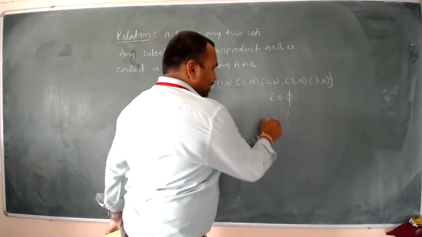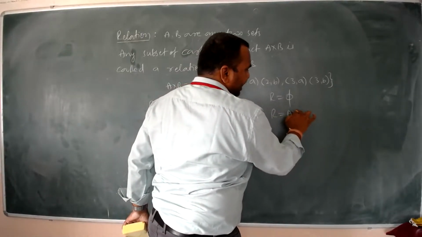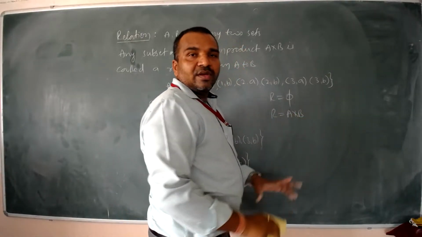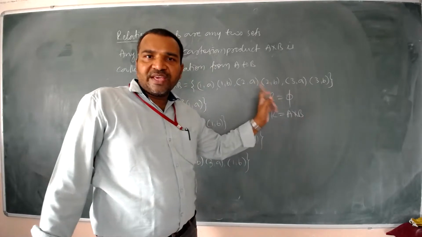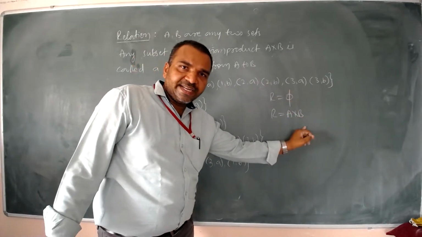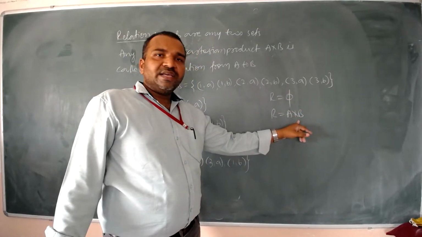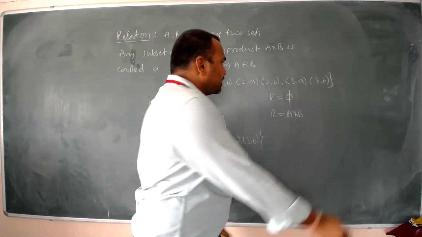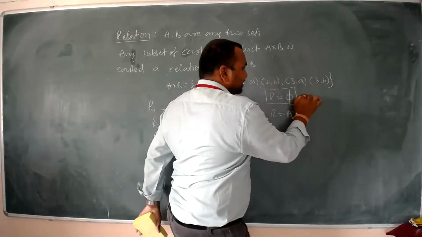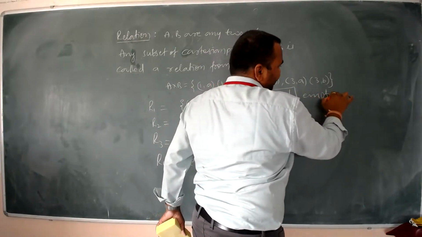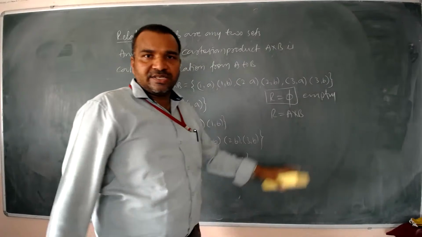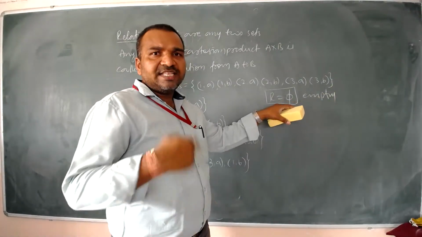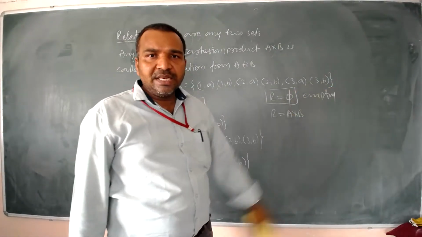Next, if R is equal to A cross B, A cross B is a subset of A cross B, so subset means it is a relation. A cross B is also one of the relations. The null set is another relation. Especially this relation is called the empty relation. It has a special name, empty relation.